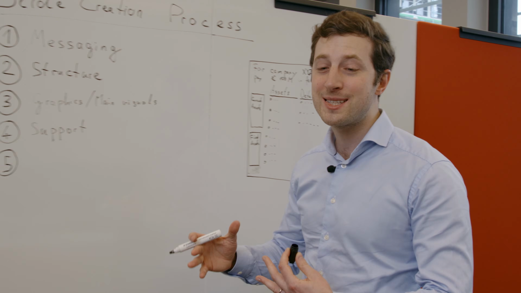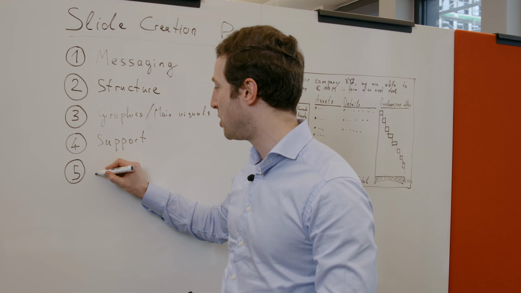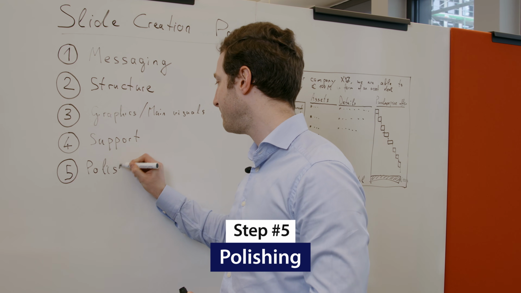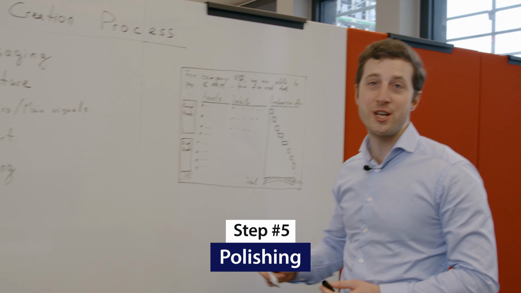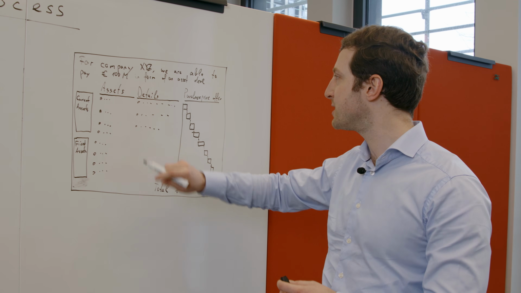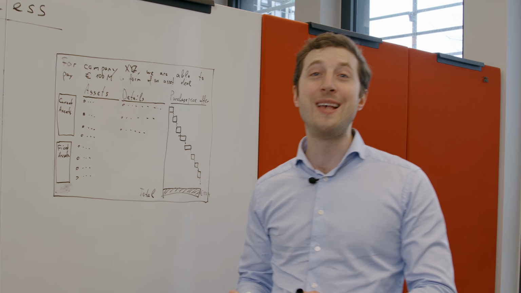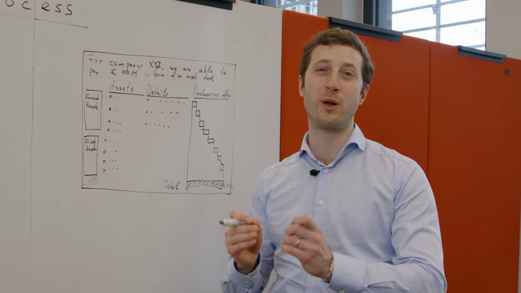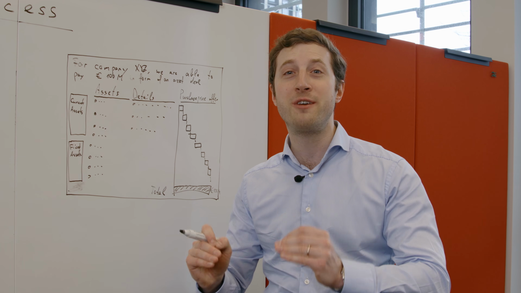And then the last step here in the process is what is called polishing. So for the polishing, you look at the alignment. Is everything aligned? You do some quality checks, are all the footnotes ready and so on. And this is actually something that's very, very important. What in professional services is taken very, very seriously.